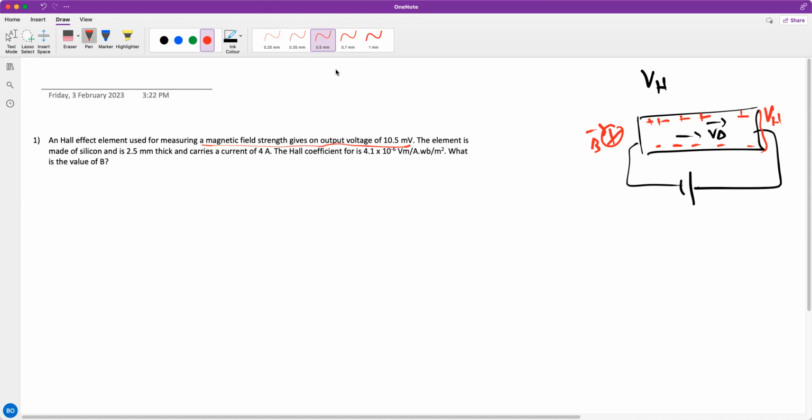Okay. A Hall effect element used for measuring a magnetic field strength gives an output voltage of 10.5 millivolt. So this means that V H is equal to 10.5 times 10 to the negative 3 volt, right?